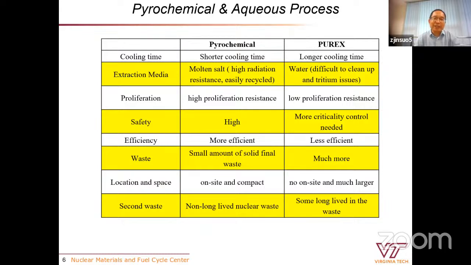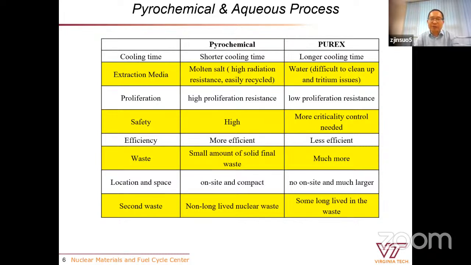Safety, as I said, is mainly a criticality concern. For the pyrochemical process, we do not have that issue, and for PUREX, you have that issue. And as I said, the pyrochemical process is very small compared with PUREX, so that means it can be high efficiency. It also operates at high temperature.